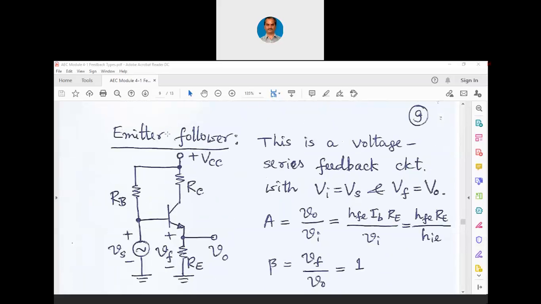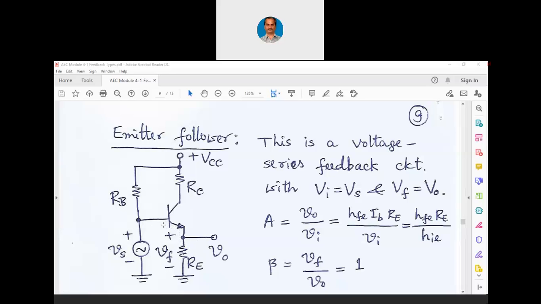We are seeing the emitter follower circuit. Now you can see we are taking output at the emitter resistor. That means as we are taking output at the emitter resistor and applying input between base and ground, when voltage across RE increases, that is going to reverse bias the base to emitter junction.